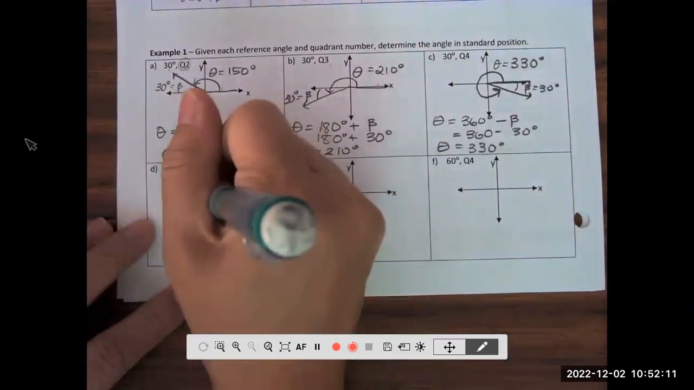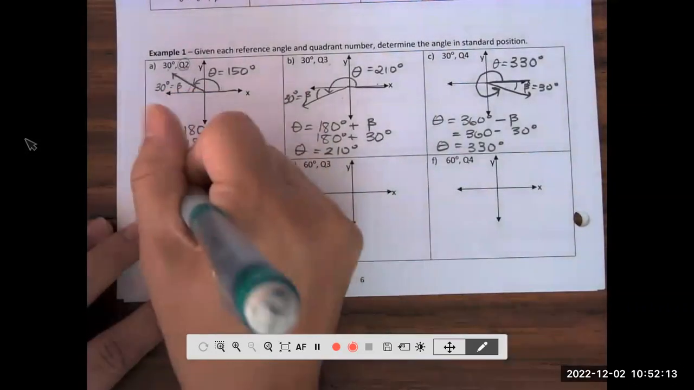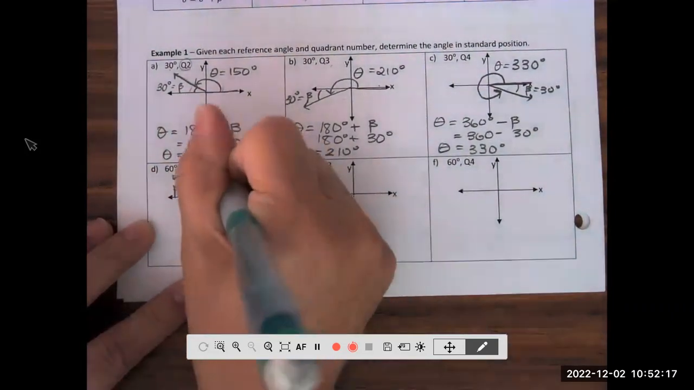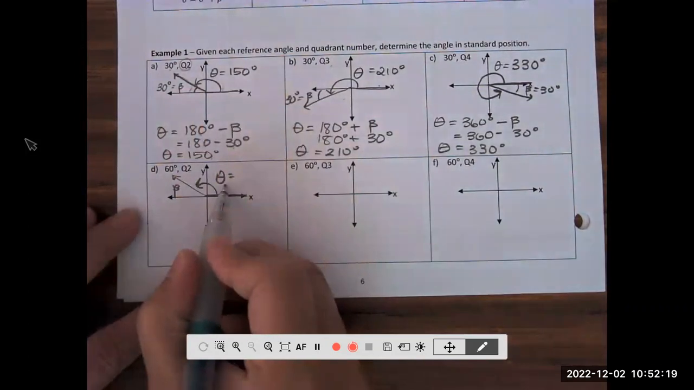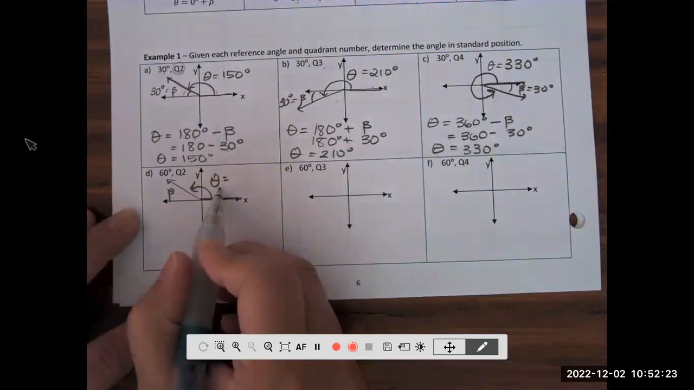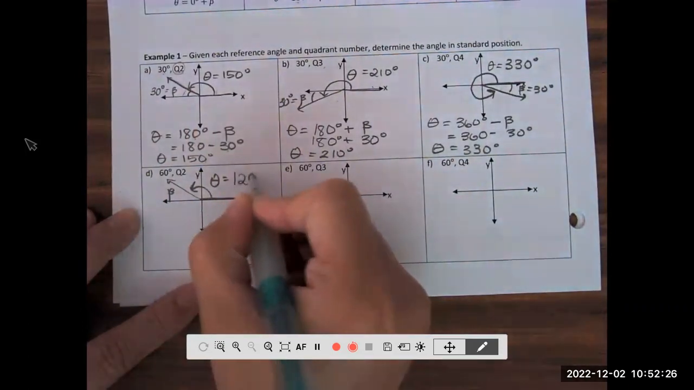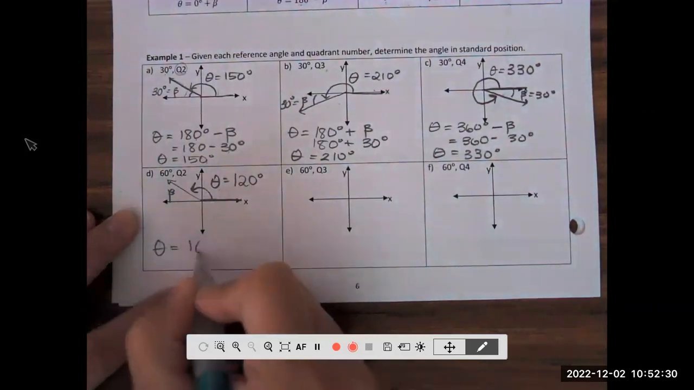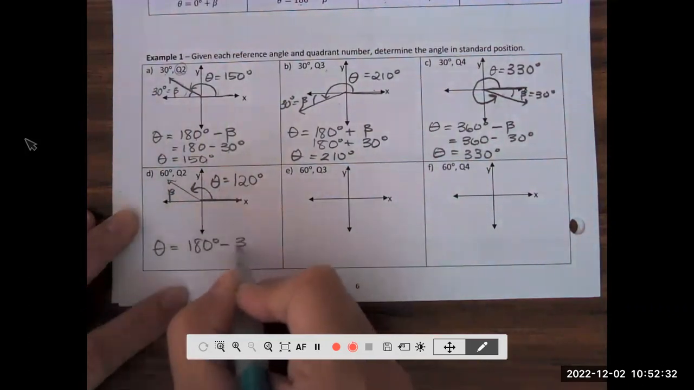Okay, so here we're in quadrant 2. I'm going to just do this a little bit faster. So this is beta. This is my angle. And what did you get for theta? Aish, what did you get? Louder? 120 degrees. Do we all agree? Okay, and this is going to be 180 degrees minus beta.